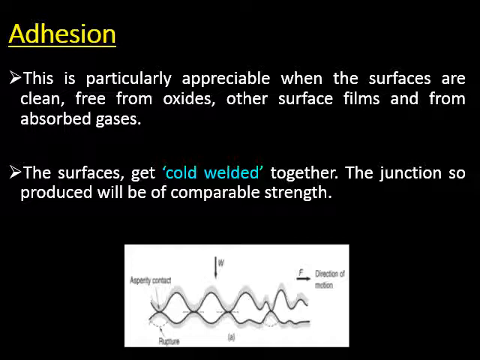And what happens is, the junctions will be formed where the asperities are in contact with each other under high loads, and they get cold welded, and the strength of the junctions produced will be high compared to the parent materials, and they offer significant resistance to the sliding of the materials.